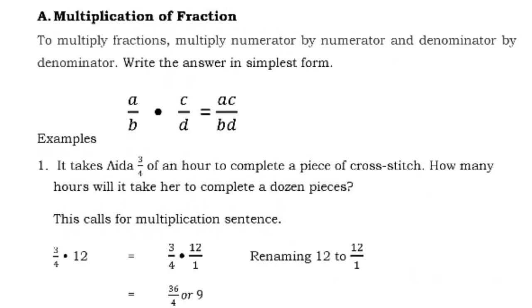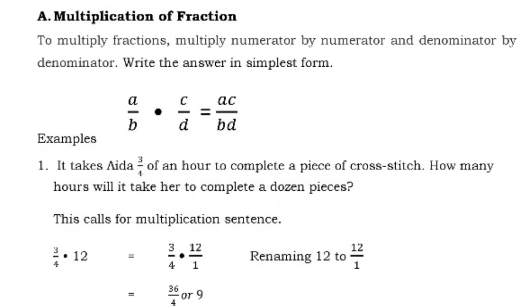Multiplication of fractions first. To multiply fractions, multiply numerator by numerator and denominator by denominator. Write the answer in the simplest form. So a over b times c over d is equal to a times c, the numerators multiplied, over b times d, the denominators.